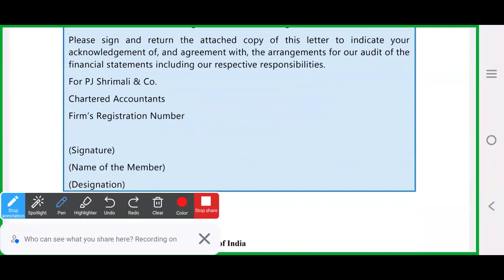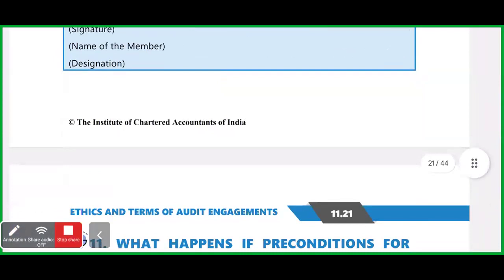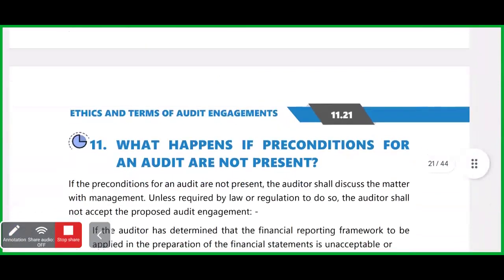Clear with this? Any doubts so far? No doubts. Alright, next we see what happens if the preconditions are not present.